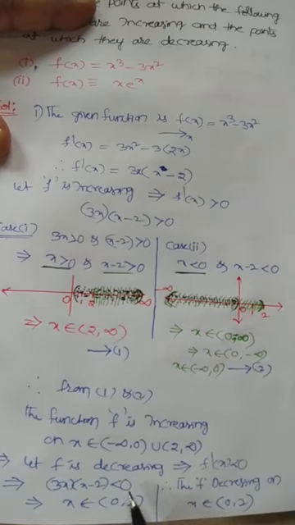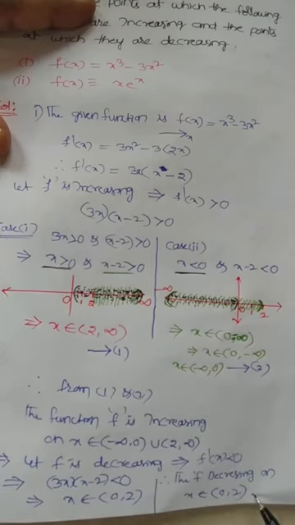So on the real number system, except for this relation, in this interval the function is increasing. So what is the remaining interval? The remaining interval is 0 to 2. So on that interval the function f is decreasing. Okay.